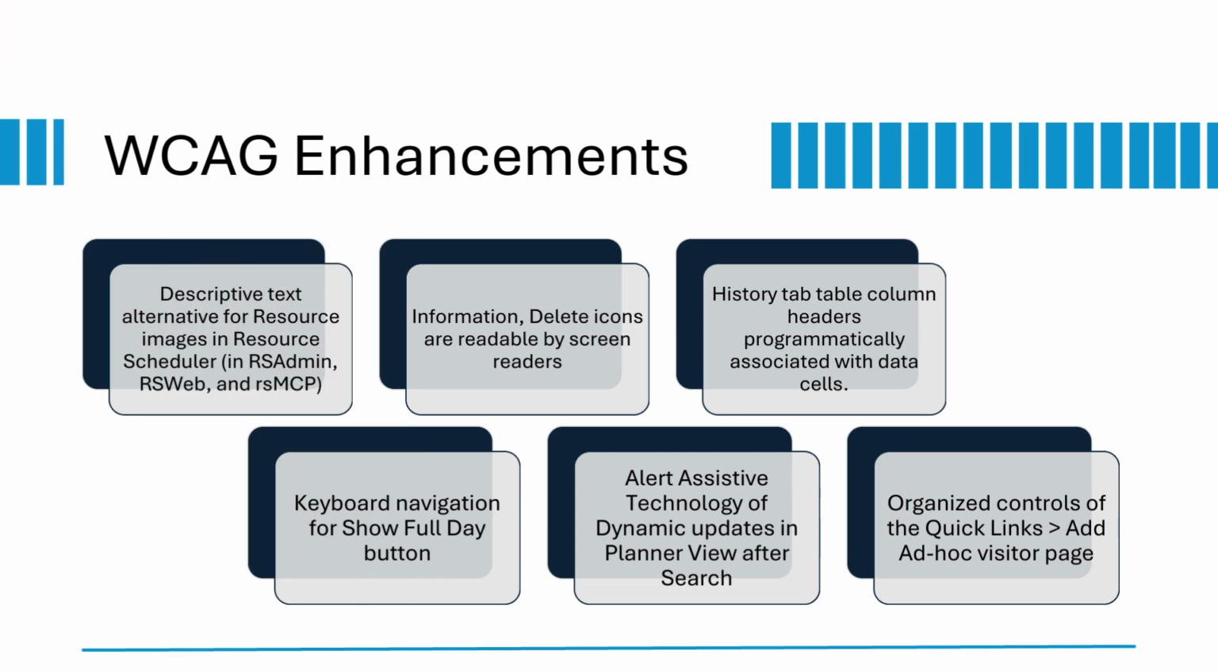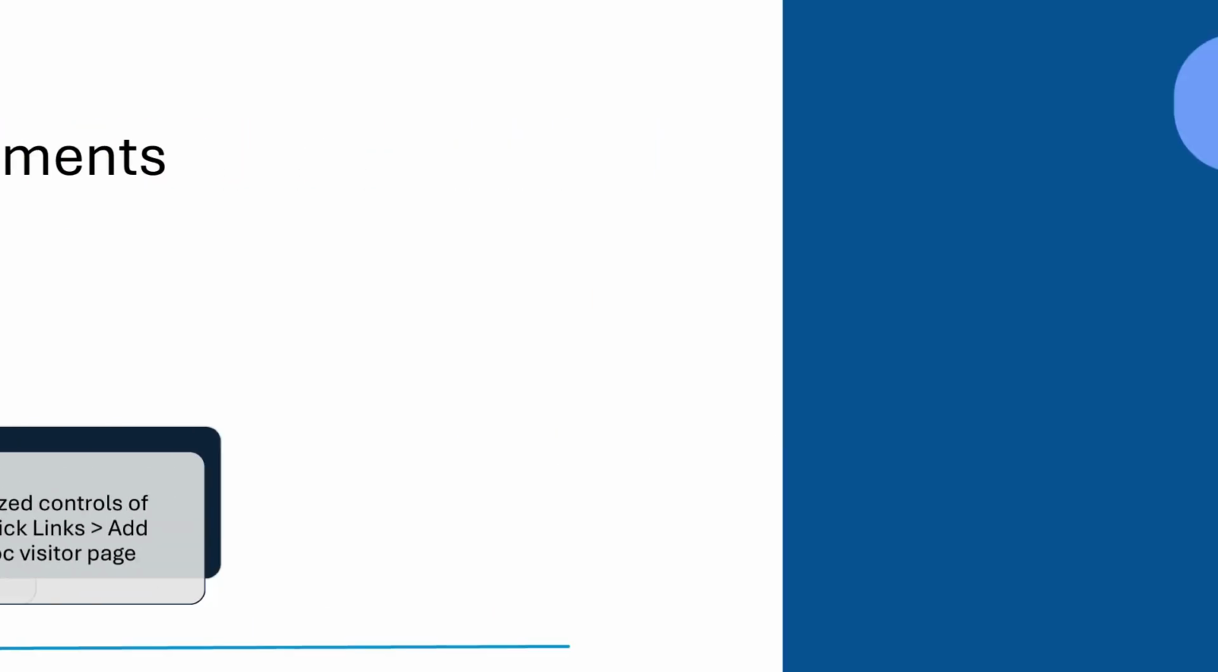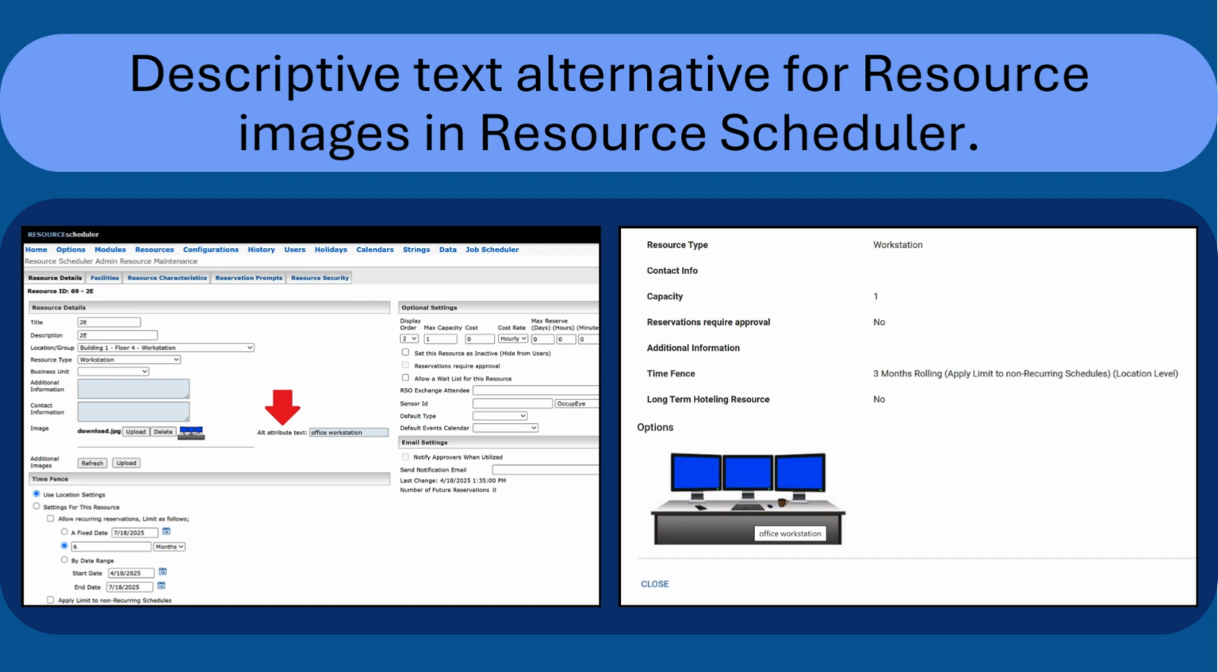There are more updates to web content accessibility guideline features in this version. Included in those are things like screen reader compatibility for icons and descriptive image text. So like I mentioned earlier, the alternative text configured for images in the system can now be read by a screen reader. In RSAdmin, you can configure this text in the resource details, and in the front end, when a screen reader encounters an image, it'll read the alternative text.